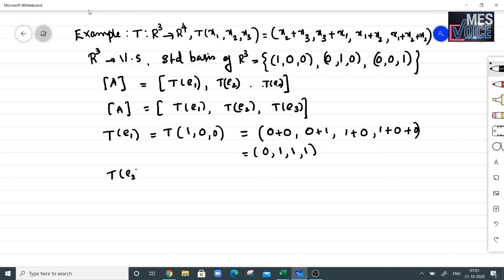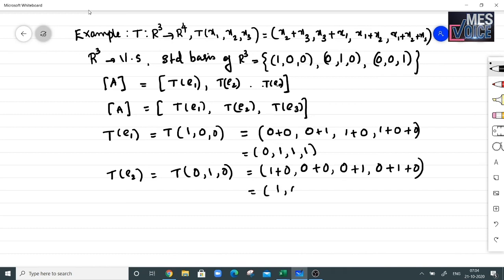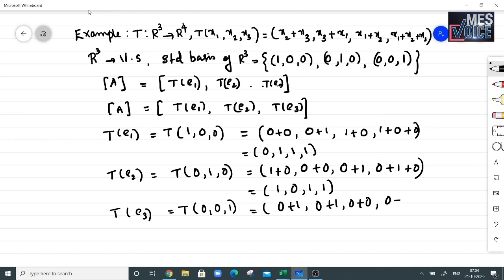Next, similarly, we find T of E2. What is T of E2? T of (0, 1, 0). That is equal to (1 plus 0, 0 plus 0, 0 plus 1, 0 plus 1 plus 0). This is equal to (1, 0, 1, 1). T of E3 is equal to T of (0, 0, 1). This is equal to (0 plus 1, 0 plus 1, 0 plus 0, 0 plus 0 plus 1). This is equal to (1, 1, 0, 1).